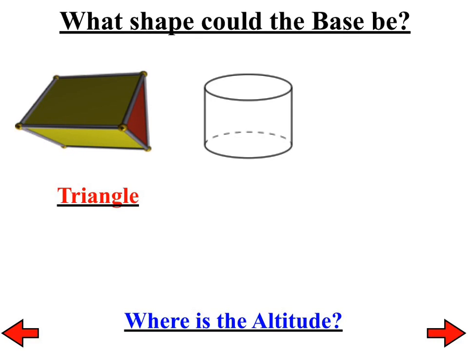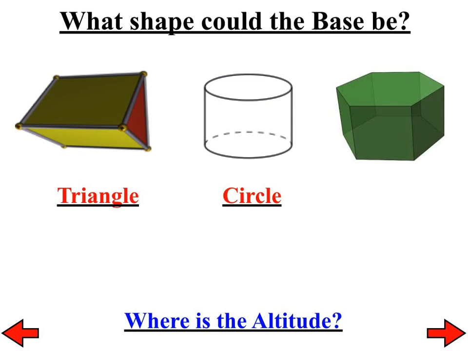What is the base on this one? It's a circle. So in this one, we call this a cylinder. Sometimes it's called a right circular cylinder. But we would have to find the area of the circle and multiply it by the altitude. So this is a base and this is the base because they're parallel and they're congruent. That's the altitude in that. We actually do cylinders next year.